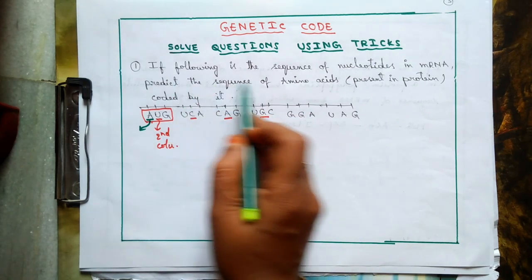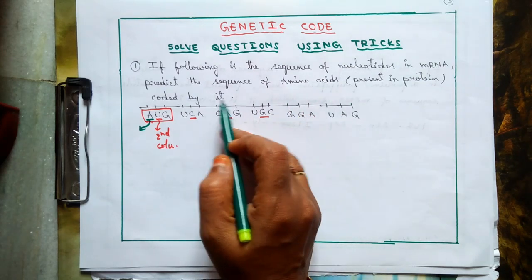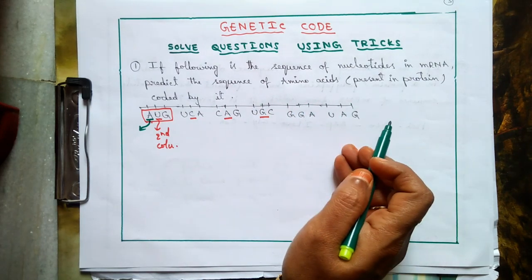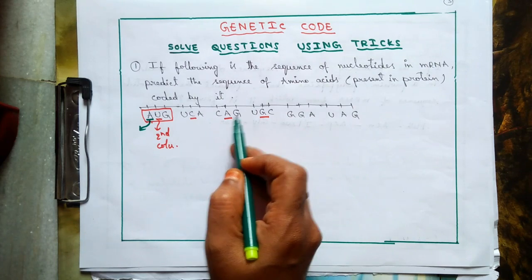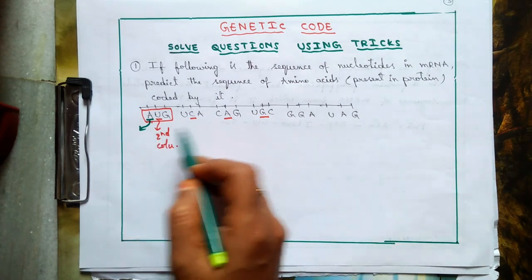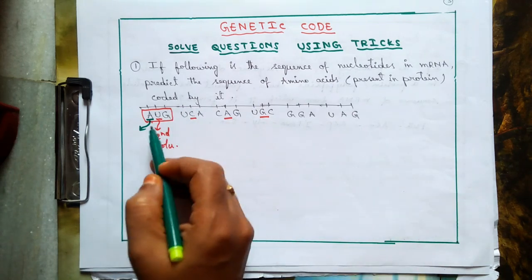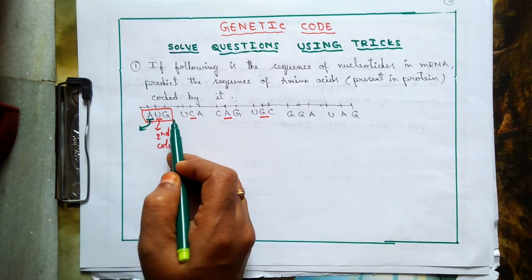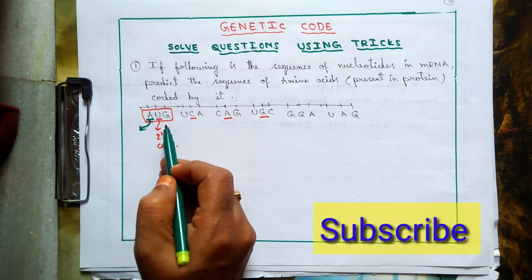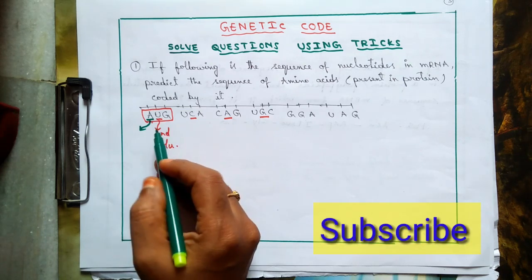So if the following is the sequence of nucleotides in mRNA, predict the sequence of amino acids present in the protein coded by it. All these nucleotides are in the form of triplet codons. So let's see the first codon, AUG. We have to locate where this codon is present in the genetic code table.